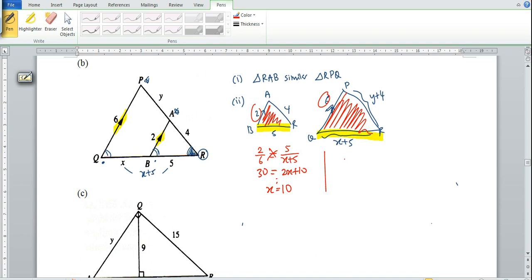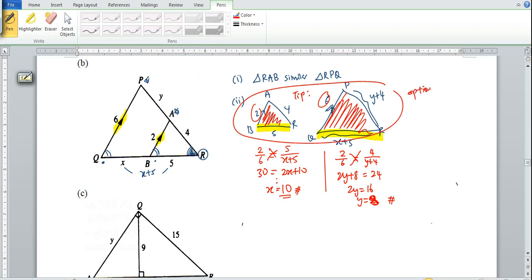Now I'm going to work on solving y. Again, I hinge on the sides that I know, 2 and 6, they're corresponding. So small over big, small over big. If I cross multiply, 2y plus 8 is equal to 24. 6 times 4 is 24. So 2y is 16, y is 8. So these are my two answers. The tip here is to redraw. Of course, this is optional, but it's a good tip to follow.